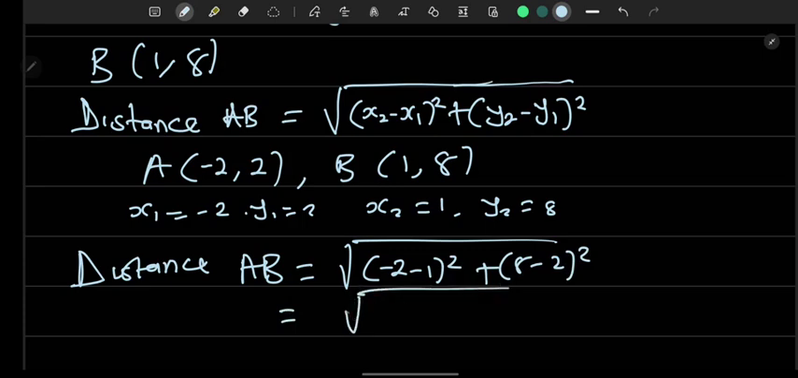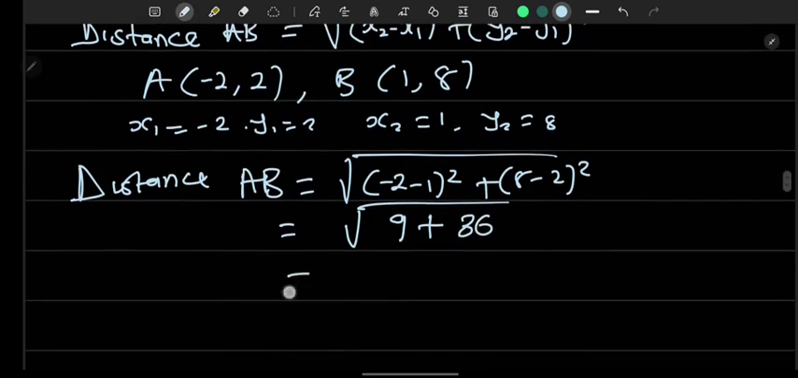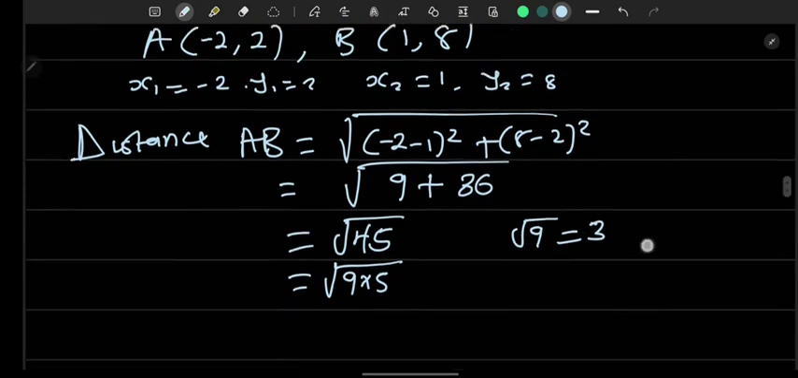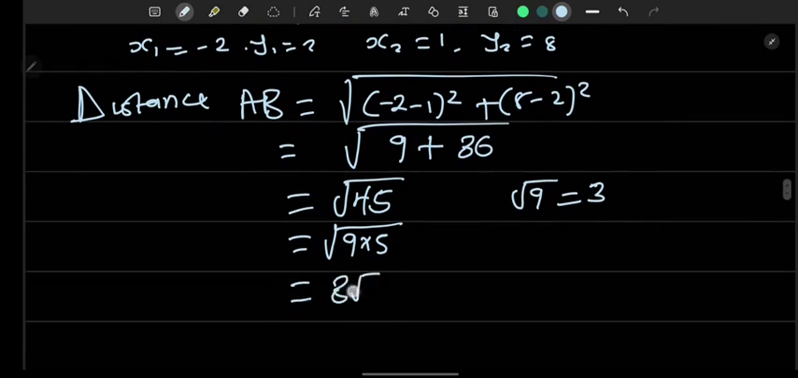Okay, so -2 minus 1 is -3, and of course -3 squared will give us 9. Then plus 8 minus 2, that's 6. 6 squared is 36. Okay, and the square root of 9 plus 36 is root 45. And don't forget, this 45 can be written as 9 times 5. And 9 is a perfect square number, meaning that the square root of 9 is 3. So this can be reduced to 3 root 5. And this is the distance between the 2 points A and B.